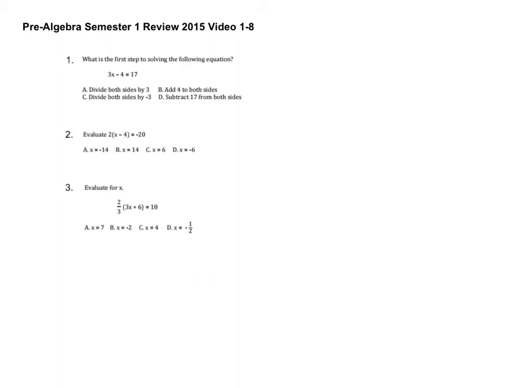Number 1, what is the first step to solving the following equation? The equation is 3x minus 4 equals 17. How would we start to solve this? We would add 4 to both sides, so that is the answer, B. We would add 4 to both sides because we save this part to the very end. We take care of that addition or subtraction first. Okay?